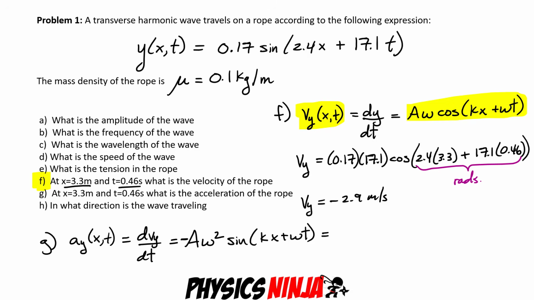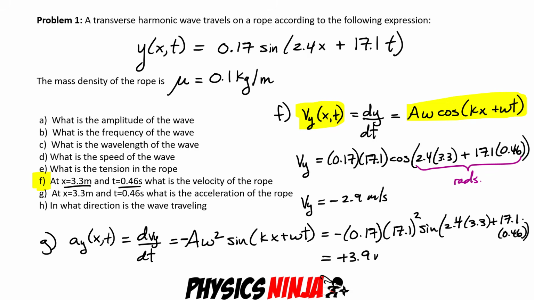So it's quite a lot of work here. So we have minus, our amplitude was 0.17. Our omega is 17.1, and you have to square that expression right there. Now sine of this exact same term as up above, 2.4 multiplied by 3.3 plus 17.1, and we're evaluating that at a time of 0.46. Let me just write that at the bottom here. I'm running out of space. You put that in the calculator, and lo and behold, you should get 3.9 meters per second squared. That is the vertical acceleration of that segment of rope at that time.